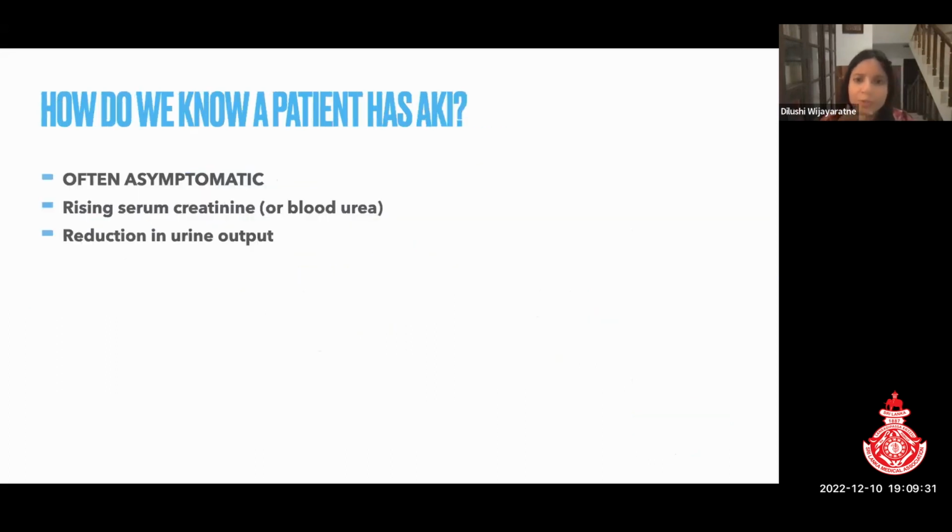So how do we know that a patient has acute kidney injury? So you'll appreciate these small changes in creatinine are not going to be clinically significant or clinically apparent, rather. So often these patients are asymptomatic. And you will only detect it if you notice a rise in creatinine. Or sometimes we have urea if you are not doing creatinine, but nowadays we all measure serum creatinine, right? Or if there's a reduction in urine output. So we know the criteria. If they are present, then the patient has acute kidney injury.